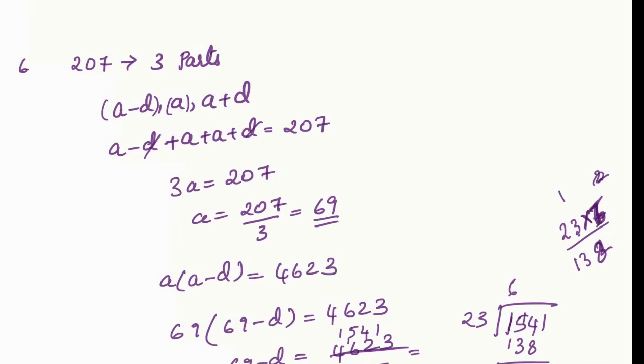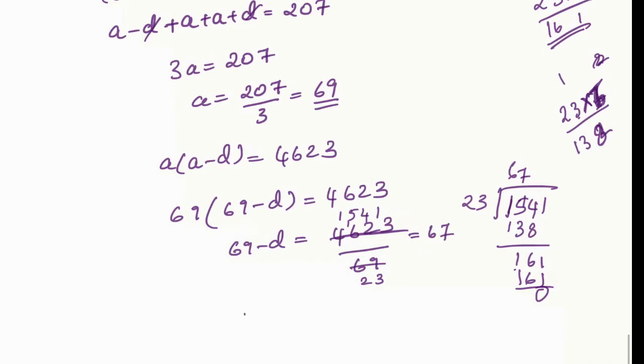So just check what is 23 into 7. 23 into 7 is 7 3s are 21, 2 balance. 7 2s are 14, 15, 16. So it is 67 and 161. So 67 is the answer here. Okay. So 69 minus 67 is equal to d. What is the value of d here? 2. So you got the value of d as 2.